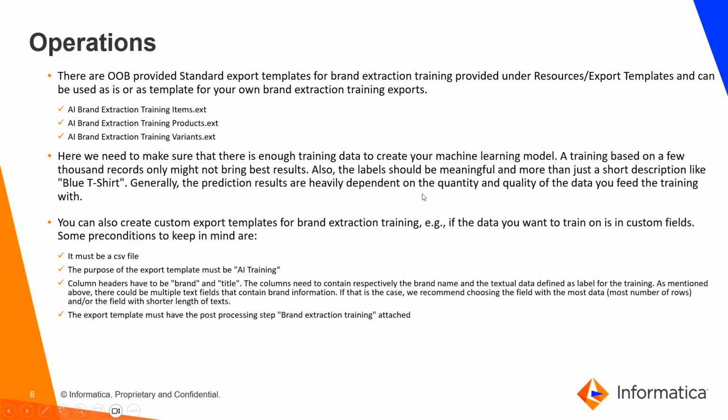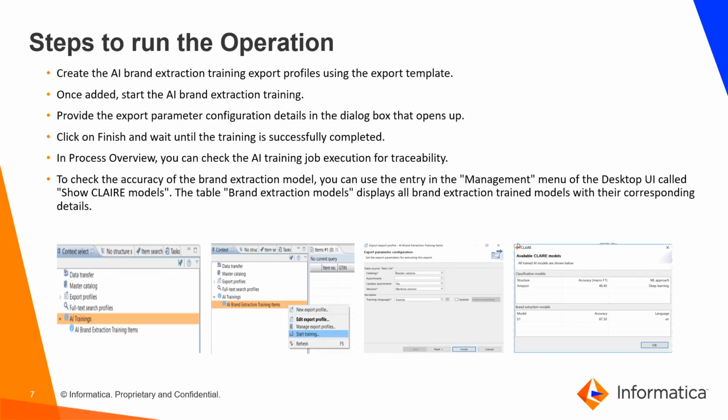Coming to the operation part, we have three pre-built out-of-the-box export templates that are available for brand extraction. You can also create your own custom template for your custom field as per your business use case. Once you have added and saved the export template, you can now add it to the export profile. You will then be good to start the training. We'll go through the training configuration in the demo part. You can access the progress of the training in the process overview. Also, once it is completed, it will be visible in the Show Claire model present under the Management menu.